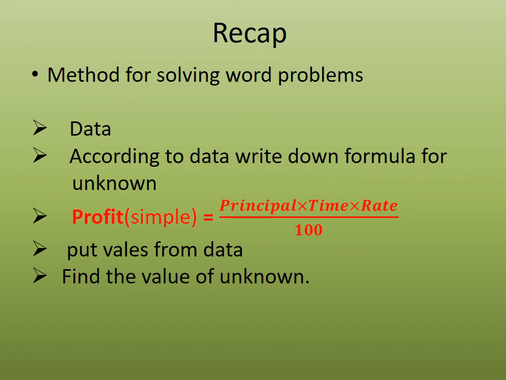Now recap, as we have solved word problems, so it is very important to keep these points in your mind. Method for solving word problems: first of all, write the data, take out data from the word problem. According to data, write formula for unknown. For example, if we want to find profit, we will write the formula like this. Similarly, you can convert your formula if you want to find principal amount, if you want to find time, and if you want to find rate. After writing formula, put the values from the data, solve all the values and find the value of unknown.